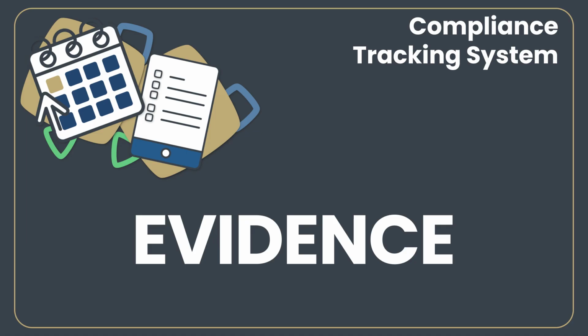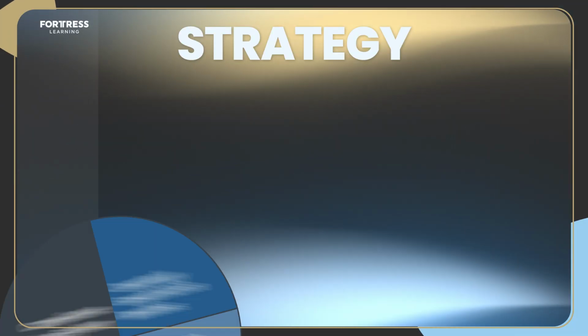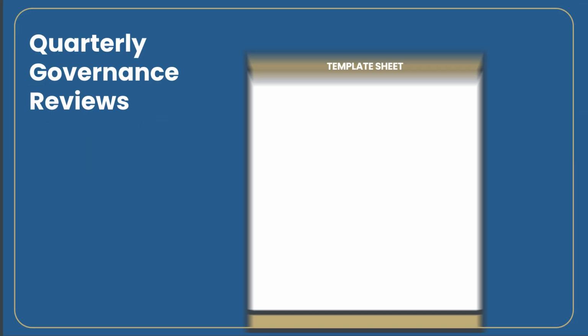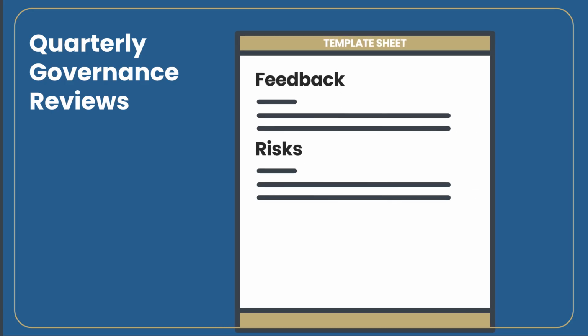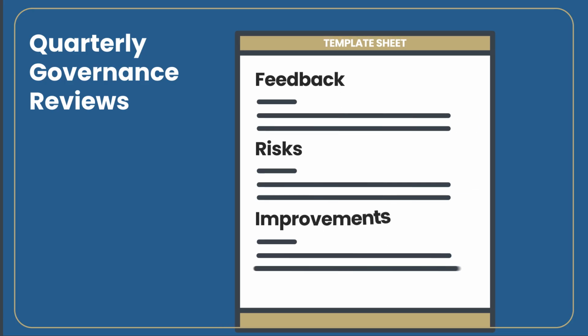We use a system called Octosure. There are many out there, VetTrack, even Google Drive can be used in this way. Quarterly governance reviews. Create a governance review template that really captures learner feedback, risks, quality issues, and involves leaders across departments. Log improvements from your meetings in your continuous improvement register.